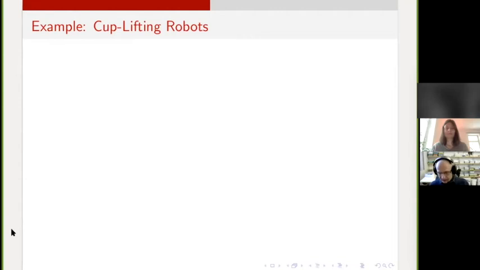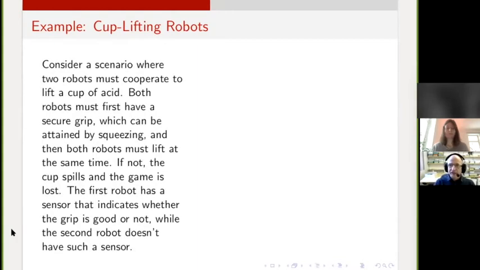So let's see now a concrete example. This example is due to Edwin. Let's consider a scenario where we have a team of just two robots, and their mission is to lift a cup of, let's say, acid, and then transport it away from the area. These robots have an arm each, and they have to grip the cup together simultaneously, and then lift it. But it could happen that the grip is not stable from the very beginning, and then they also have the ability to squeeze further. But they also have to squeeze together, and only after they have a secure grip can they lift. We also assume that the first robot is a new generation robot. It has a sensor that can determine whether the grip is firm or secure or not, while the second robot is an older generation robot and does not have such a sensor.